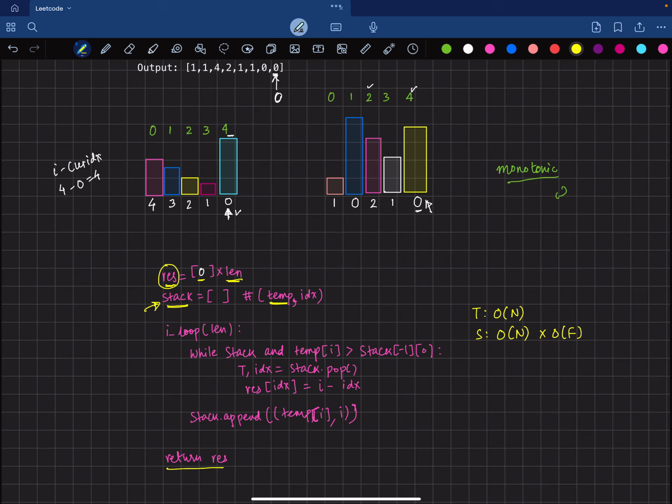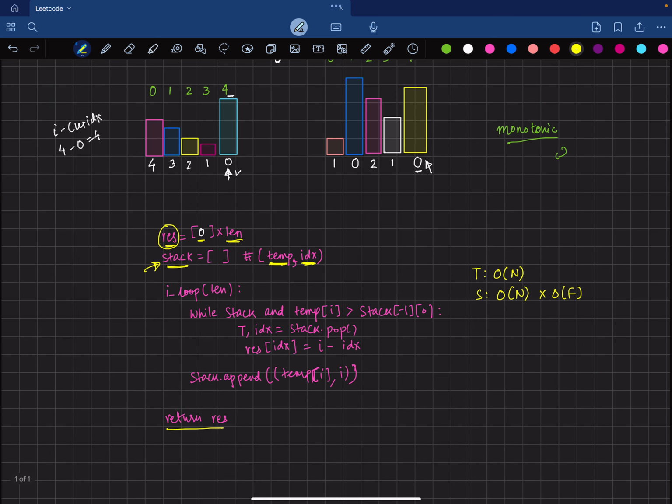Why a stack? Because we will be pushing and popping values of the stack itself. The structure of the stack will be: the first value at any position will be the temperature, followed by the index at which the temperature was spotted. Then I scanned through the entire length of the array using a loop where the iterator was i. As I'm doing this, the time complexity is bounded by linear, which is order of n.